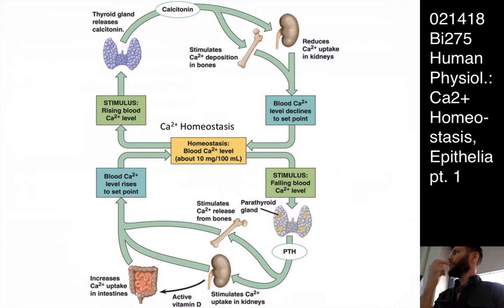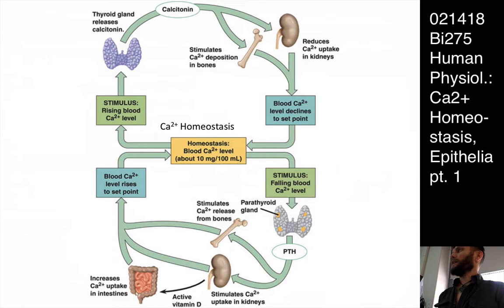So if we're going to be releasing calcium, which one's going to be more active? The one that's dissolving the bone or building the bone? Dissolving the bone. So the corroding, the osteoclasts get upregulated and the blasts get downregulated. And then at the kidneys, we're going to be resorbing more of the calcium, and less will be passing into being excreted into the urine.